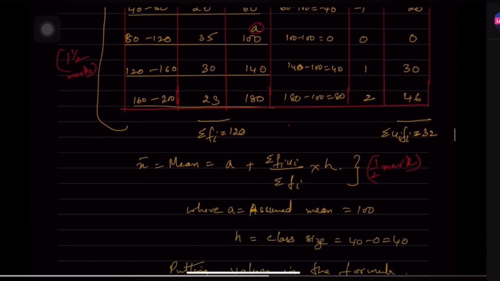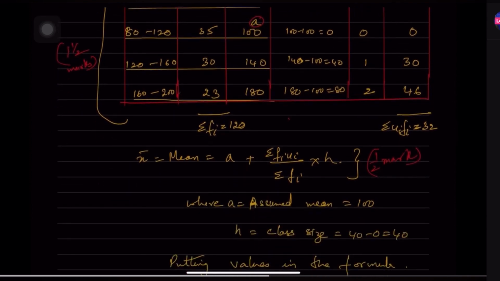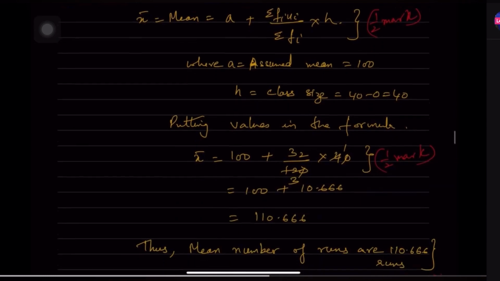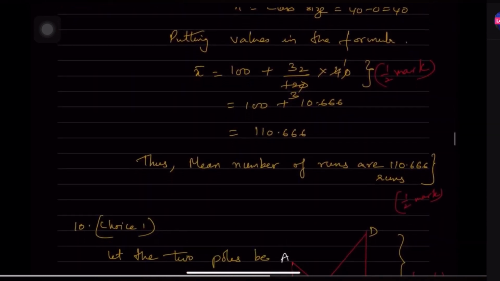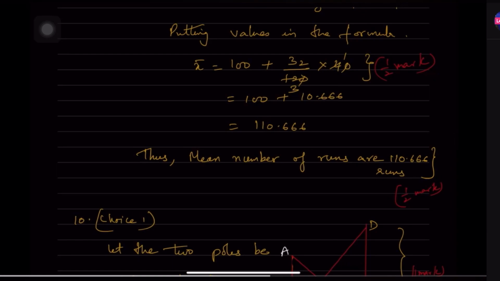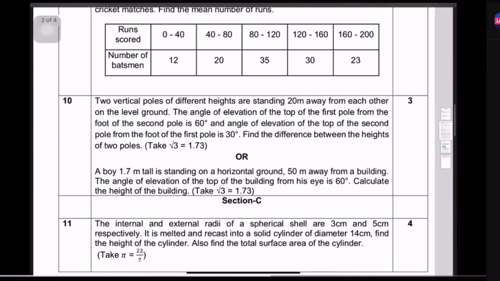So here you can see the distribution of marks. This is 1.5, this is half. Then for the formula you have 100, then substituting all the values is half. Then for the final answer it is half. Now what is the 10th one?